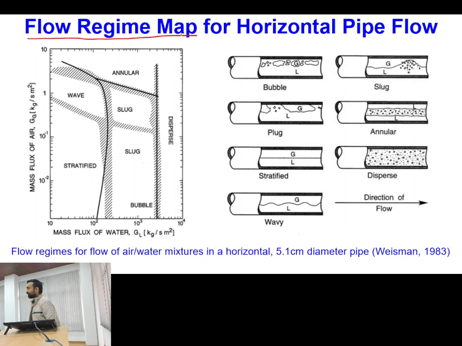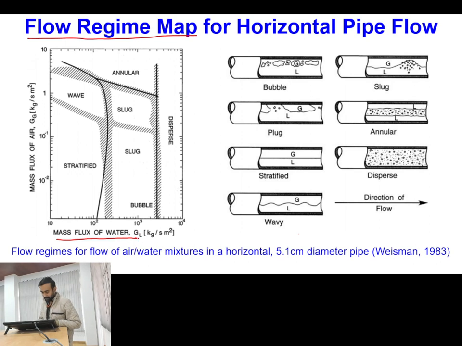Is this one clear? In certain cases where visualization of the phases is not possible, okay, there what people do, on a macroscopic scale, people measure some parameters. For example, you can record the pressure data and then you can see what type of pressure fluctuations are happening in a particular controlled condition. For example, in this flow design map, you can see along the abscissa what we have, mass flux of water.